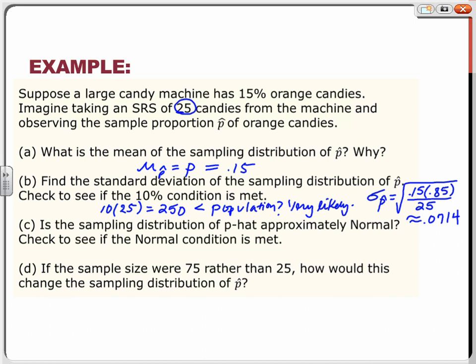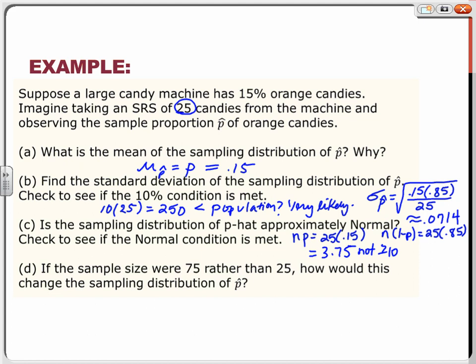Is the sampling distribution of p hat approximately normal? Well, in order to answer that, we're going to have to check n times p and n times 1 minus p. So n times p is n, which was 25, times 0.15, and n times 1 minus p would be 25 times 0.85. Well, let's see, this one equals 3.75. We don't have to go any further. This is not greater than or equal to 10, so no, it is not going to be approximately normal.